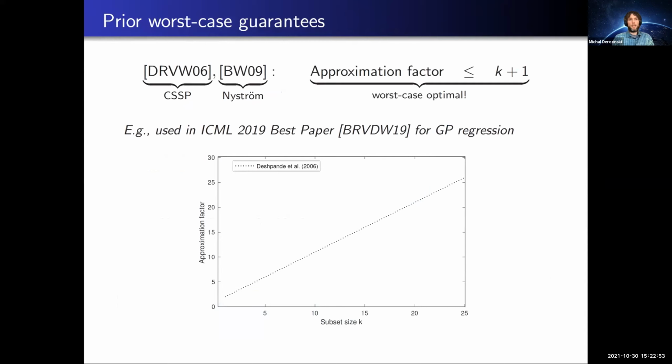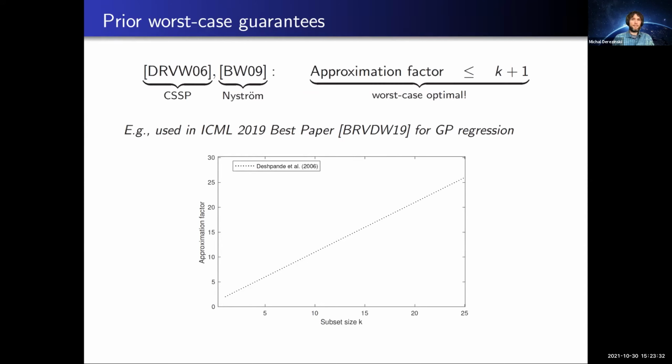A large body of literature has been dedicated to obtaining guarantees for this approximation factor that describes the cost of interpretability. In particular, it was shown that the cost of interpretability in rank k approximation can always be bounded by a factor of k plus 1. And these results are still used as a technical tool in recent works, including the best paper at the 2019 ICML conference, which applied them to sparse variational Gaussian process regression.